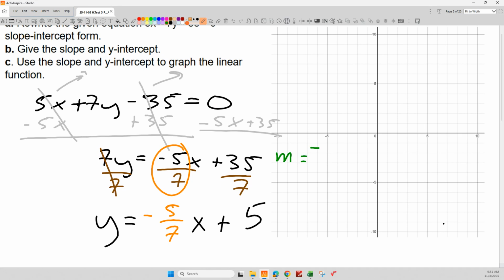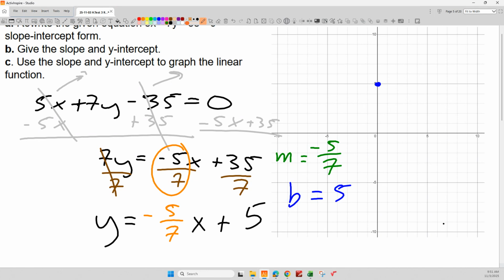Negative 5/7. What's our y-intercept? And we always graph lines the same way. We have to create 2 points, connect and extend. Where do we start? Where's our first point where we anchor this thing? 5, good, on the y-axis. And then how do I get a second point?